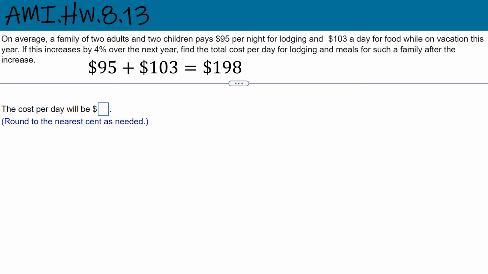So we look at the cost this year, which was $95 and $103 because we have to do their food and their lodging. So that's $198. But that's this year. It says next year they're expecting it to go up because costs go up usually. Inflation means they go up. So it says they go up 4%.